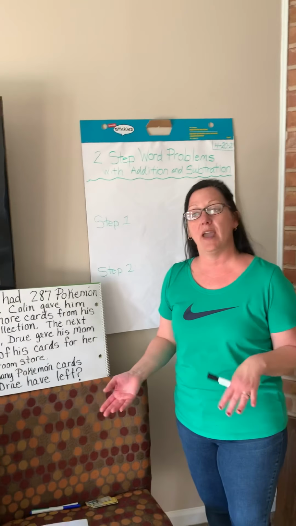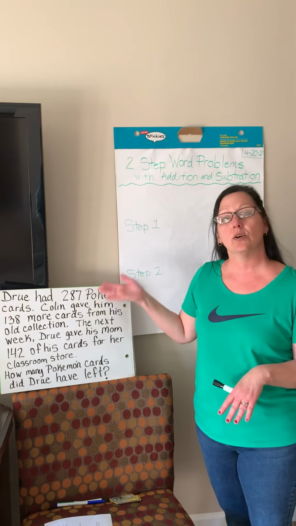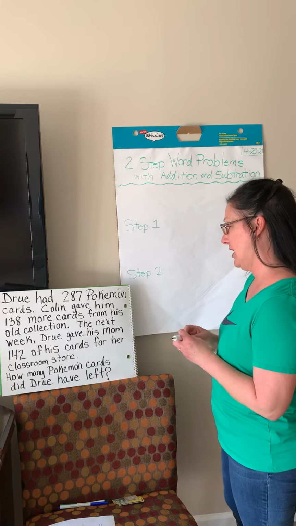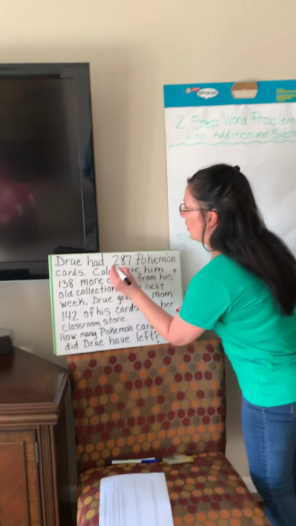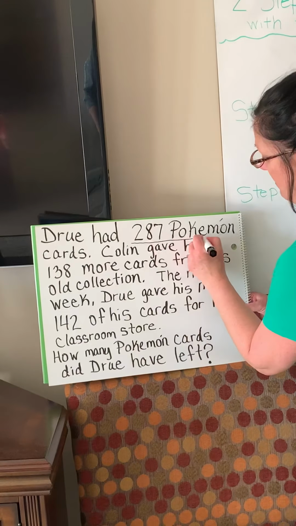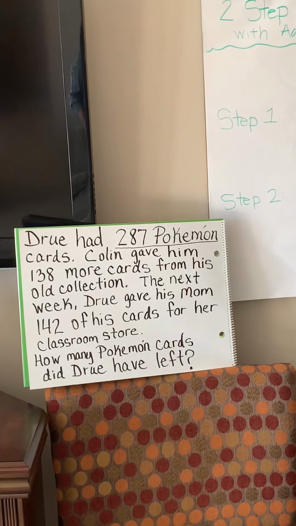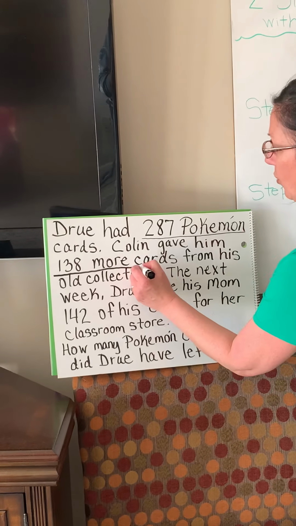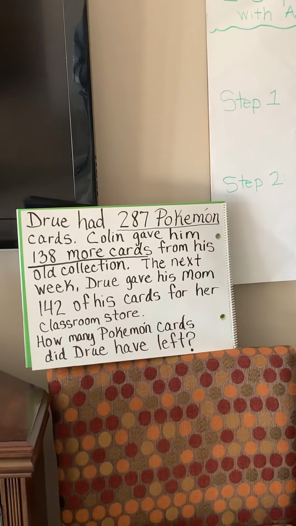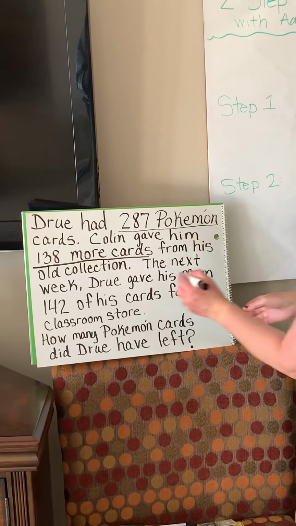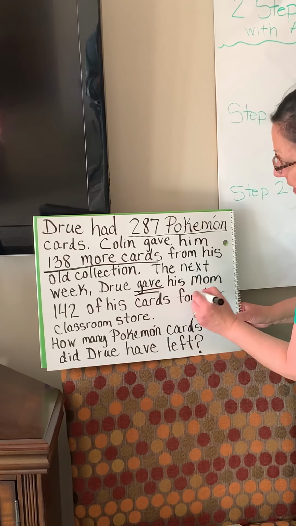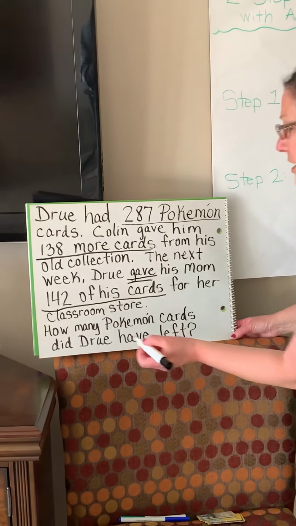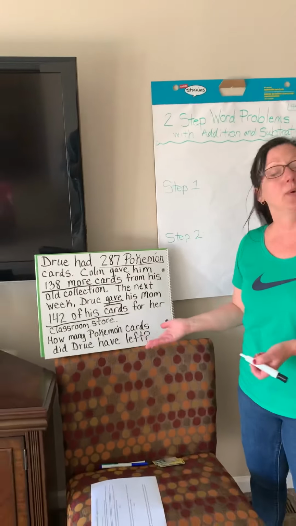So just like always, we need to think about what the question is asking, and we need to make sure we're underlining important information. So Drew had 287 Pokemon cards. Colin gave him 138 more cards. But the next week, Drew gave his mom 142 of his cards. And then the question, of course, is, how many Pokemon cards did Drew have left?